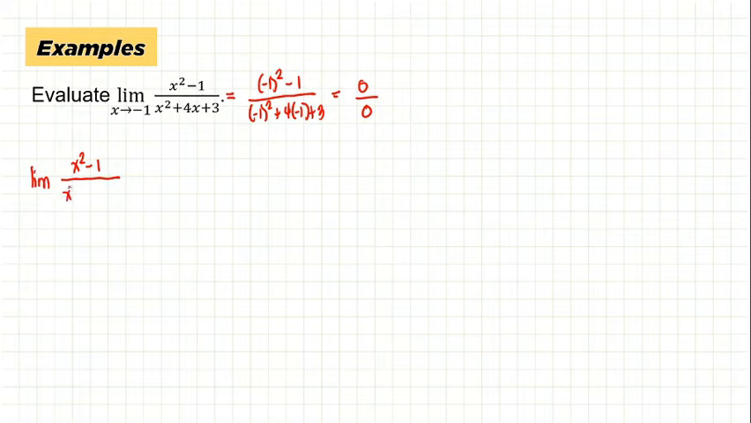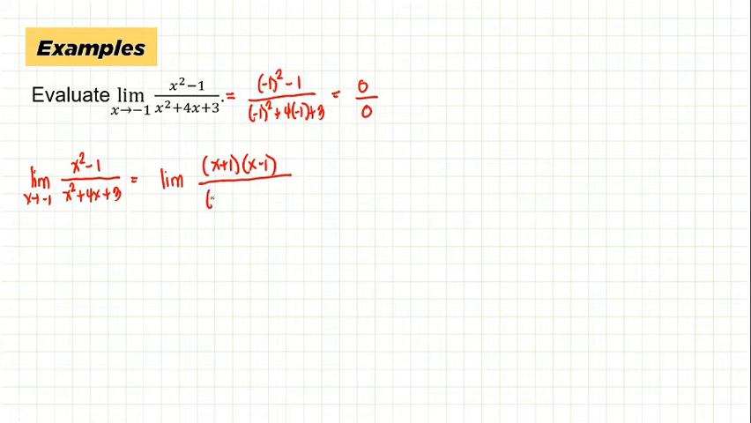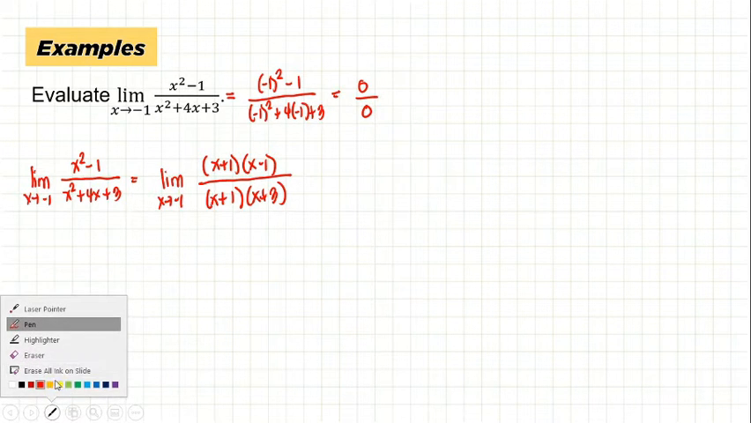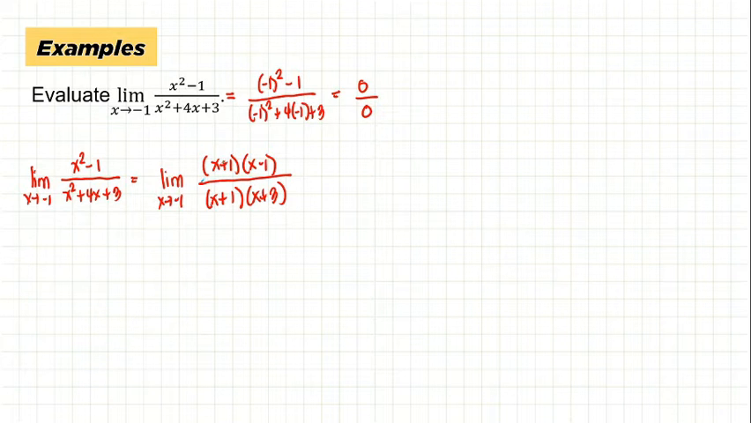So we have x squared plus 4x plus 3 as x approaches negative 1. So let's factor this one. The factors of x squared minus 1 are x plus 1 and x minus 1 all over the factors of x squared plus 4x plus 3, which are x plus 1 and x plus 3, as x approaches negative 1. So here, our common factor is x plus 1. So we will cancel that out.